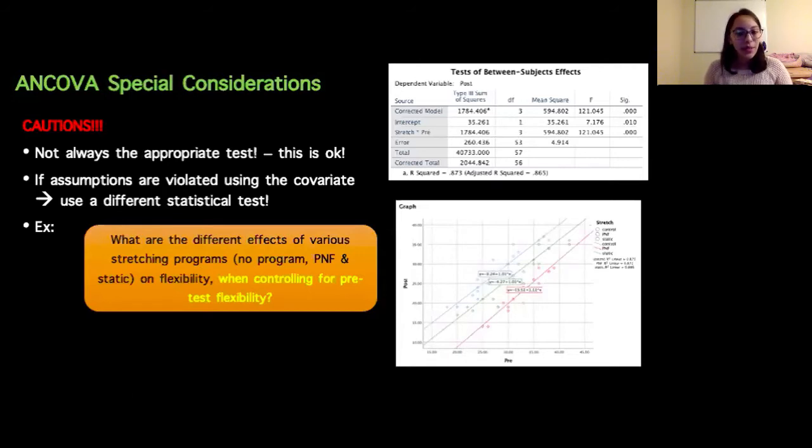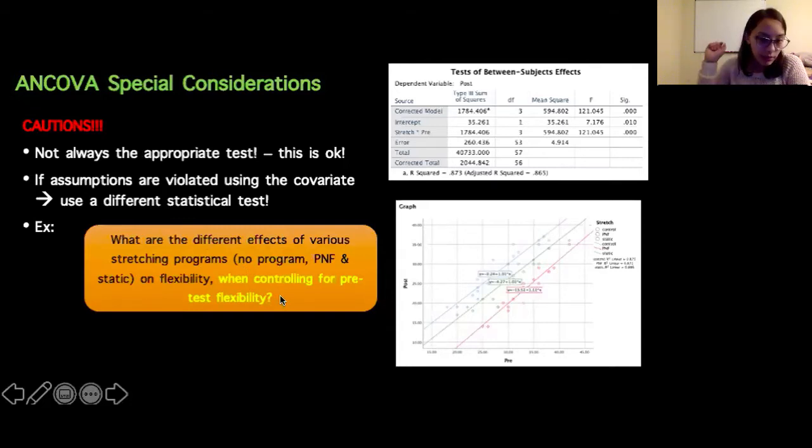So when I'm going through some of these examples and I notice the p-value doesn't match what I'm seeing in a graphical representation, maybe there's a problem with the homogeneity of regression, right? And we just shouldn't use an ANCOVA, right? So I use this example of the stretching programs where we're technically saying, I want to control for a pre-test measurement, right? And these were the outputs that I ended up getting.